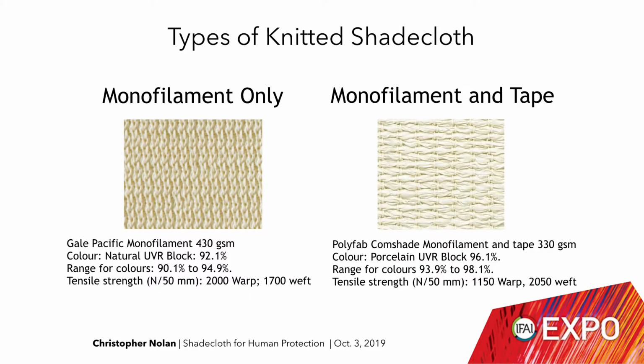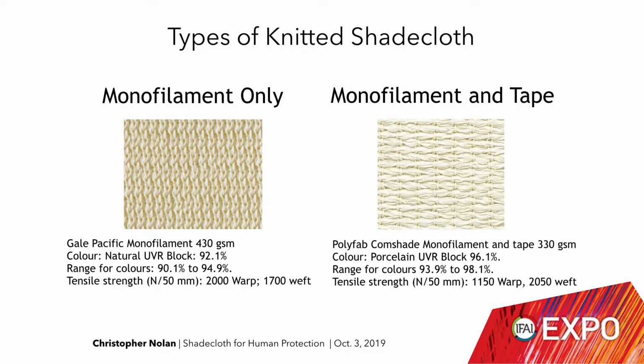Now we'll come back to those terms in a minute because there's some data which is provided by all suppliers of shadecloth which you need to understand is subject to a lot of measurement error. But first let's look at the different types of shadecloth. There are really two basic types of shadecloth. One is monofilament only, which is shown on the left. And this essentially is a knitted matrix of just yarn.